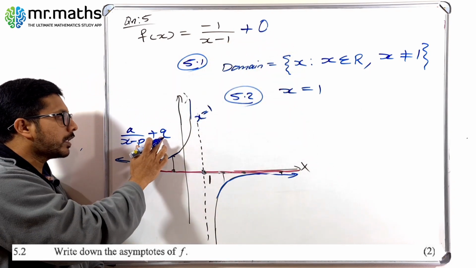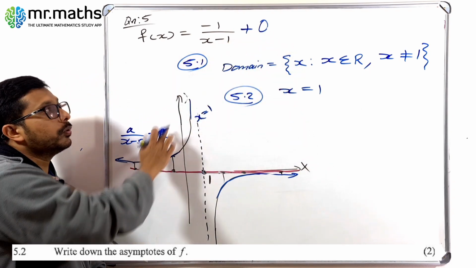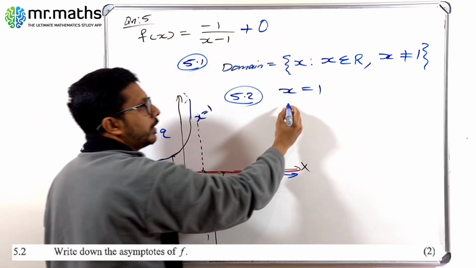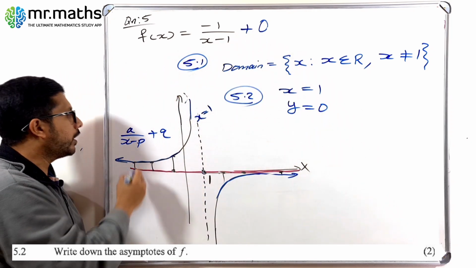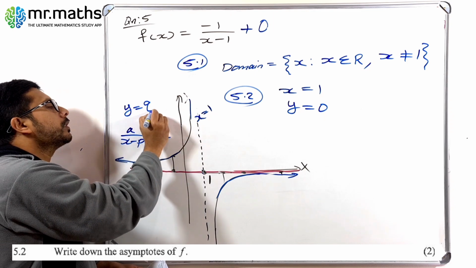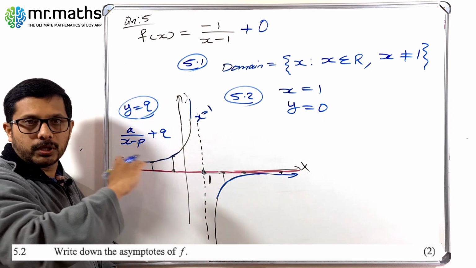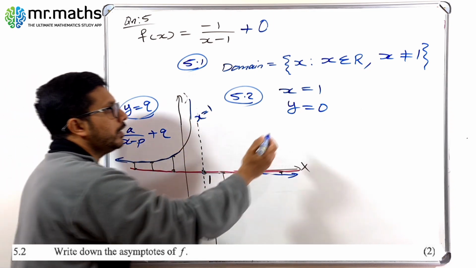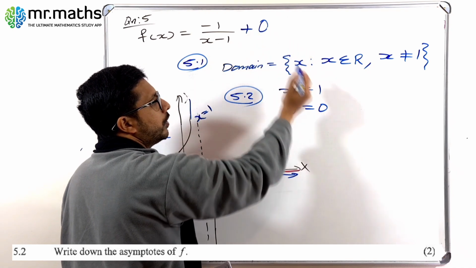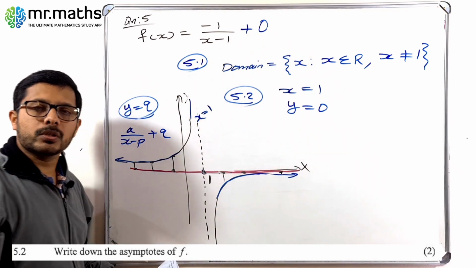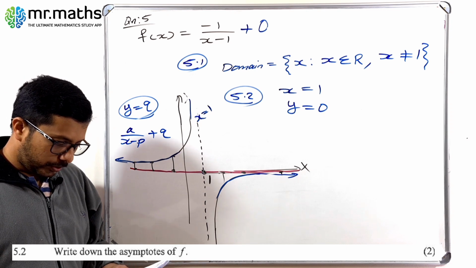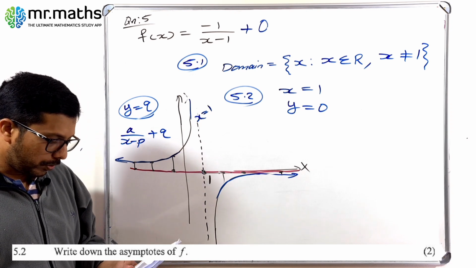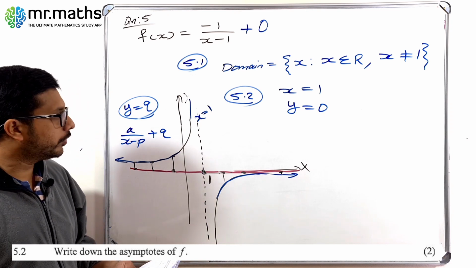So what is the horizontal asymptote? q, that is 0. So how can you write the answer? y is equal to 0. y is equal to q is the horizontal asymptote. In our case, what is q? It is 0. So the horizontal asymptote equation is y is equal to 0. So that is 5.2. Now let's go to 5.3.